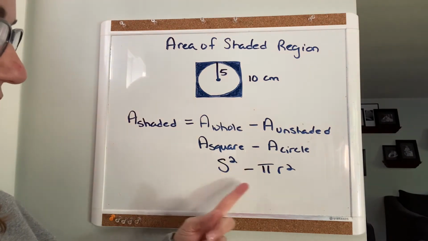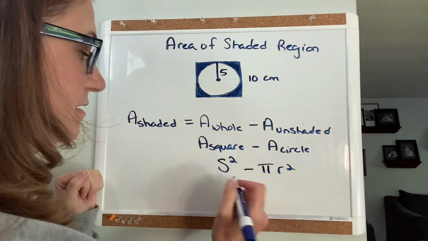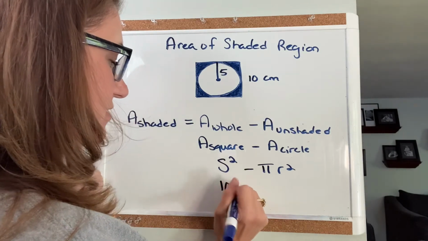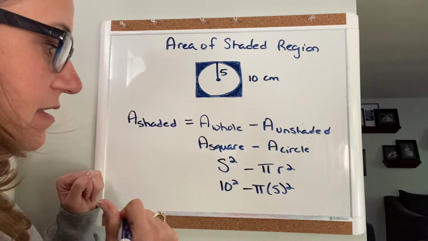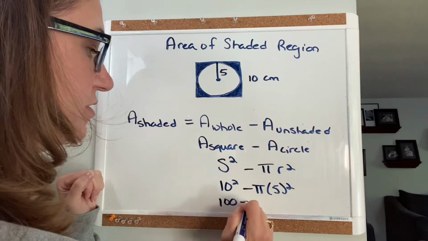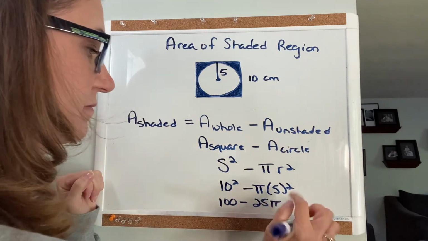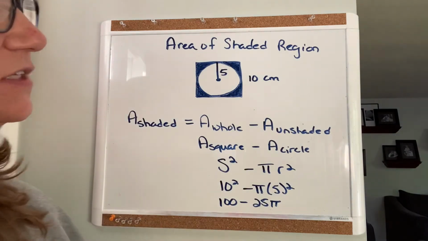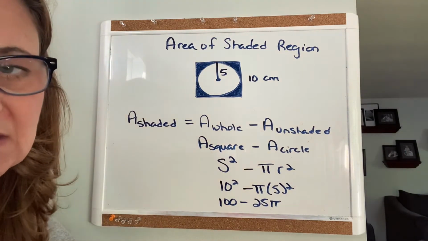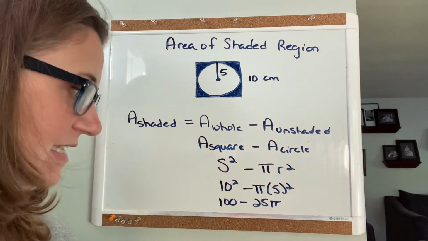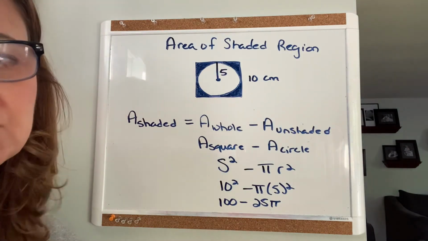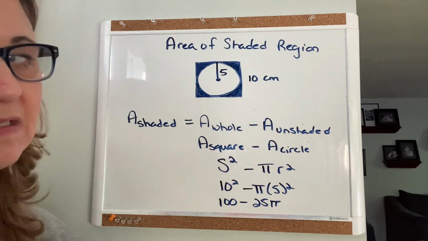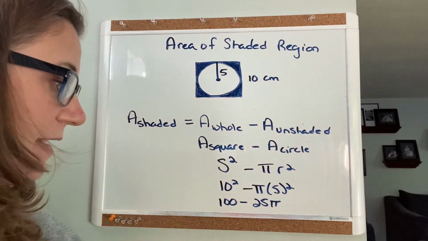You have the side of the square, you have the radius, so plug them in. So 10 squared minus pi times 5 squared. So that gives you 100 minus 25 pi. 5 squared is 25. This would be your answer if you were asked to leave it as an exact answer. You couldn't go any further. You could not combine the 100 and the 25. You could not write 75 pi, so don't do that.